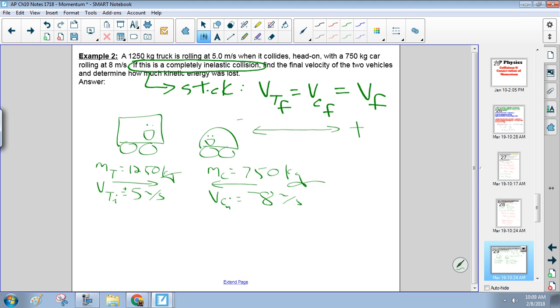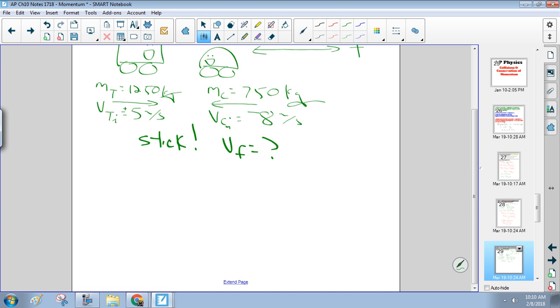Okay, so we've got the same initial information. The only thing is they stick together. And our question is, what's the final velocity that they have after they stick together? Cool? All right, so the setup for solving this is exactly the same. You're going to go, oh, well, the total momentum before they collide has got to equal the total momentum after they collide, right?